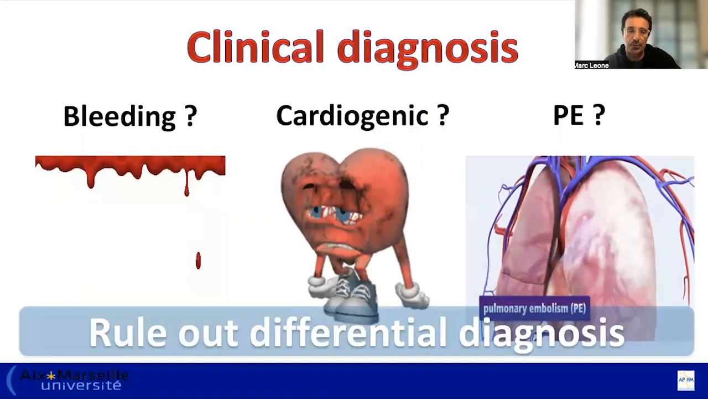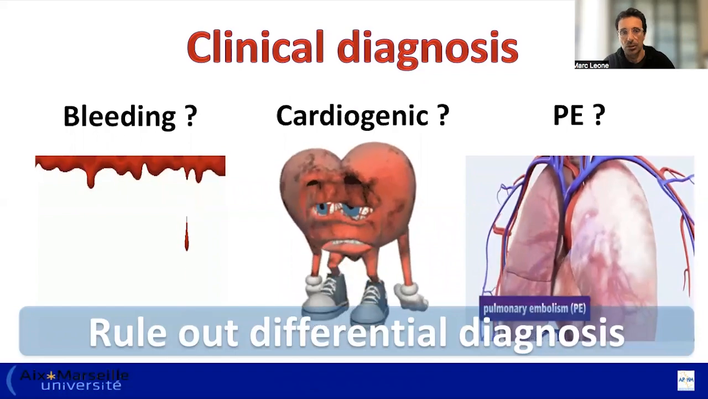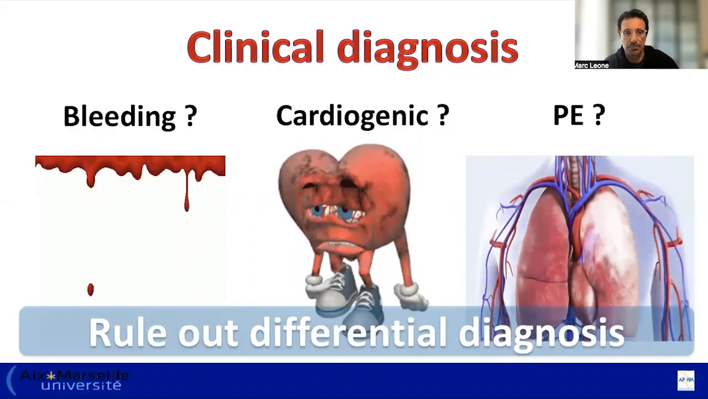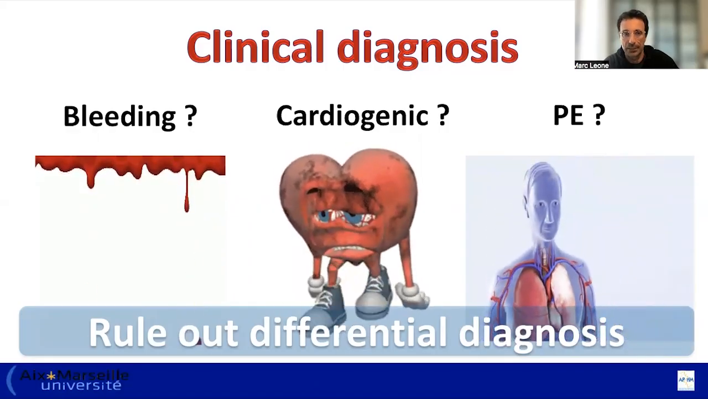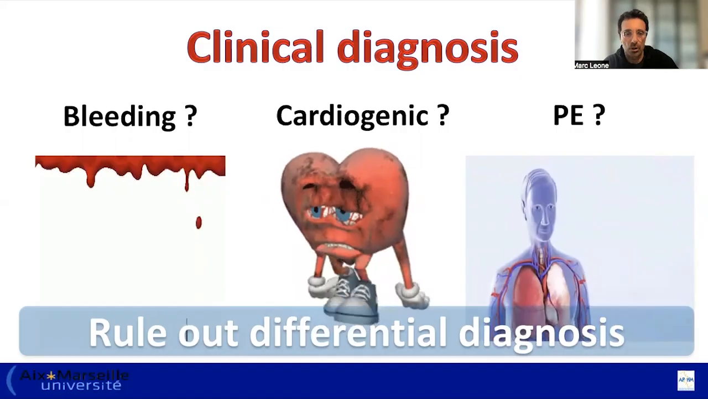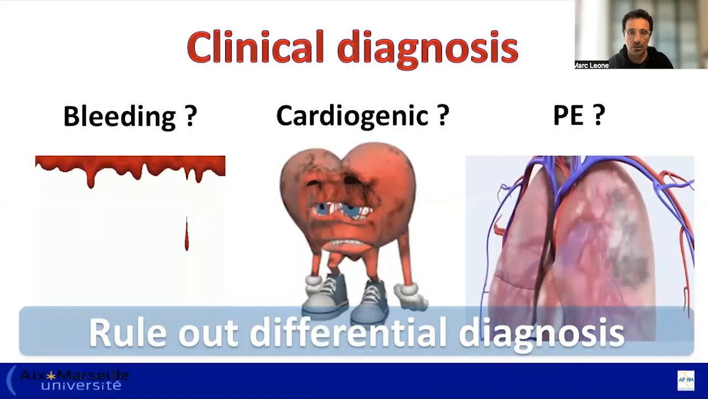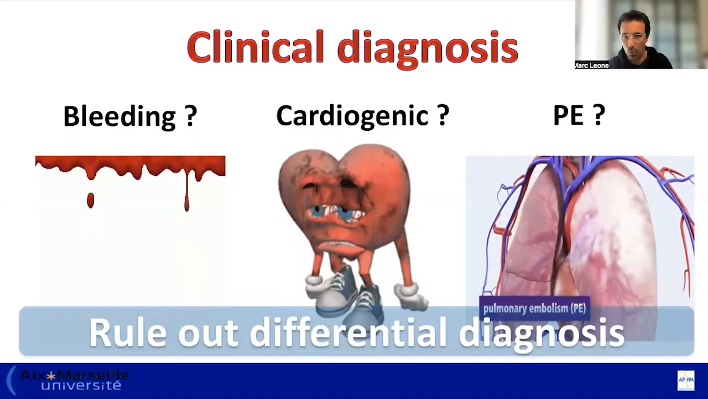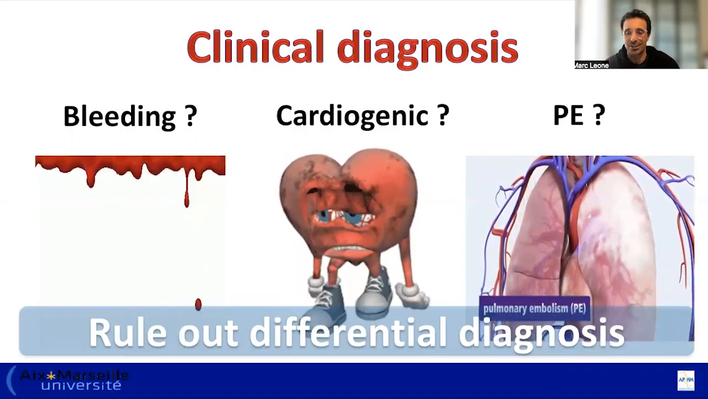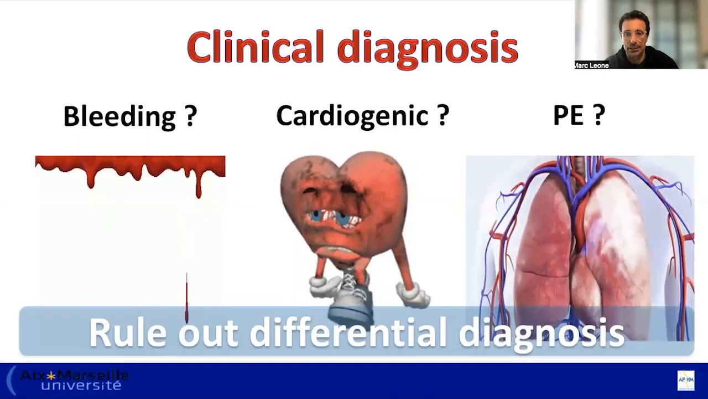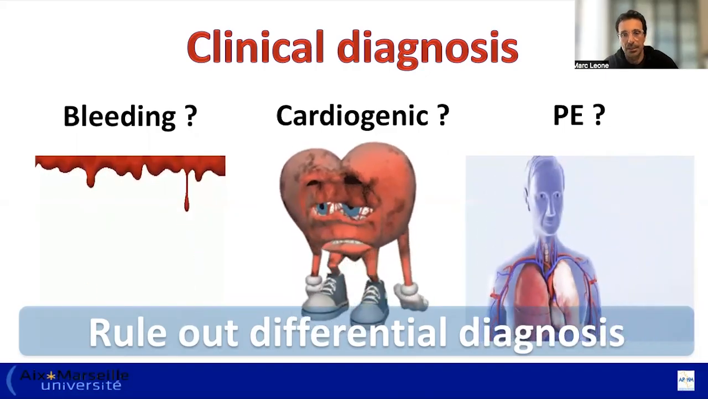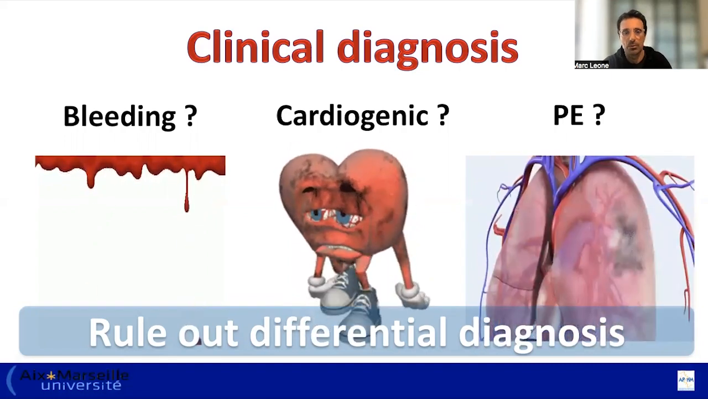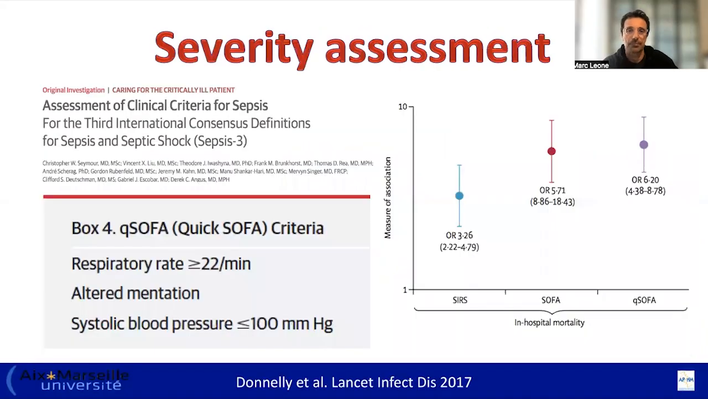In front of patients with a suspicion of septic shock, I like to rule out some diagnoses like bleeding. It is very important because I need to stop bleeding if there is any. Like cardiogenic shock, because these patients are often at high risk of cardiogenic shock, and antibiotics don't work in cardiogenic shock. And pulmonary embolism is also a diagnosis I should keep in mind to give anticoagulation to this patient. So I need to rule out at least these 3 diagnoses.